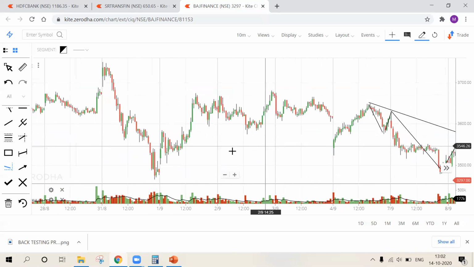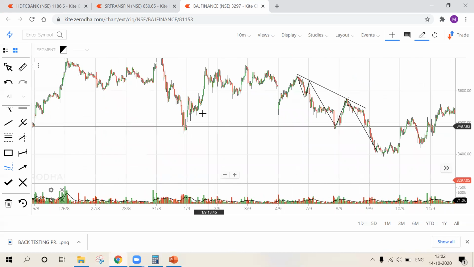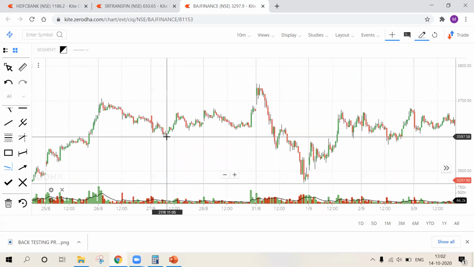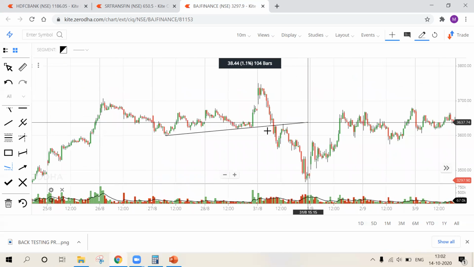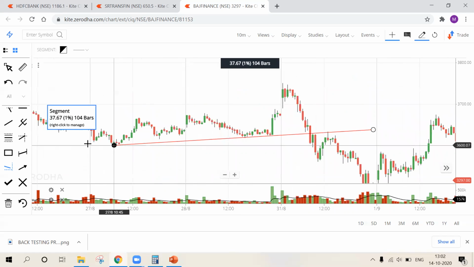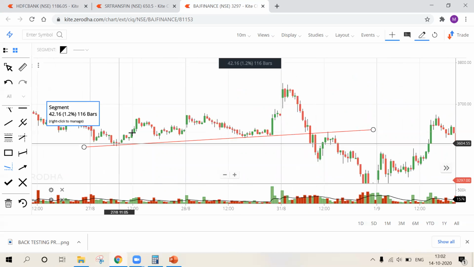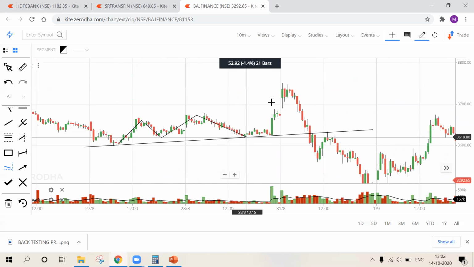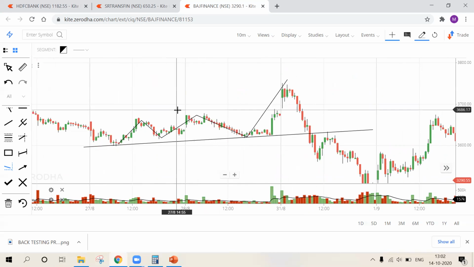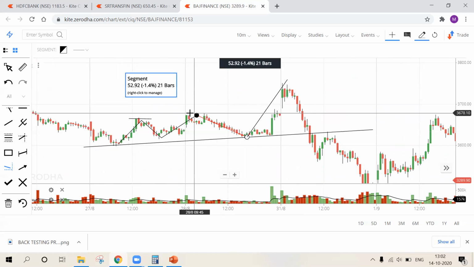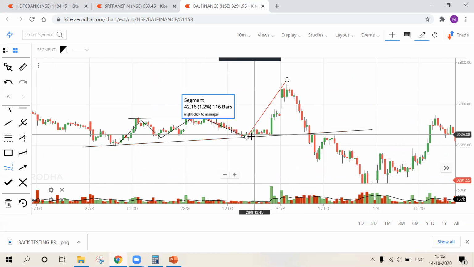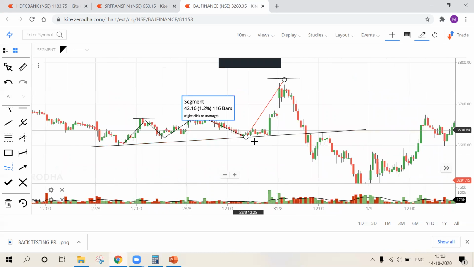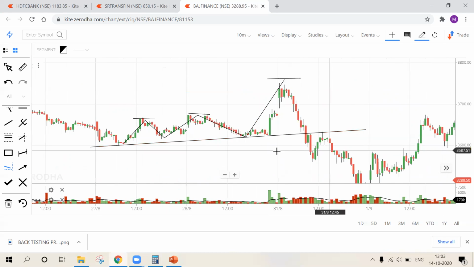So let's search for other entries. Now I'm trying to search for trend lines. All right, this looks great. This is reaction number 1, reaction number 2, and reaction number 3. Boom. Now see, for reaction number 1, it went till here. For reaction number 2, it went till here. But from reaction number 3, it went till there. So the third rejection will be huge according to Elliott wave.